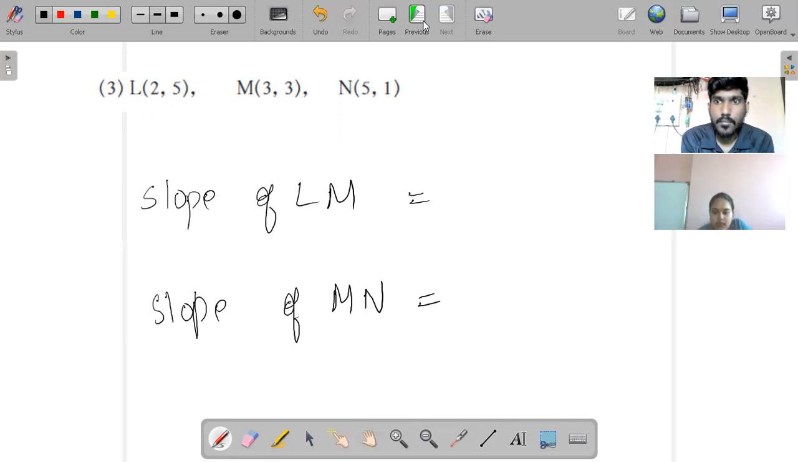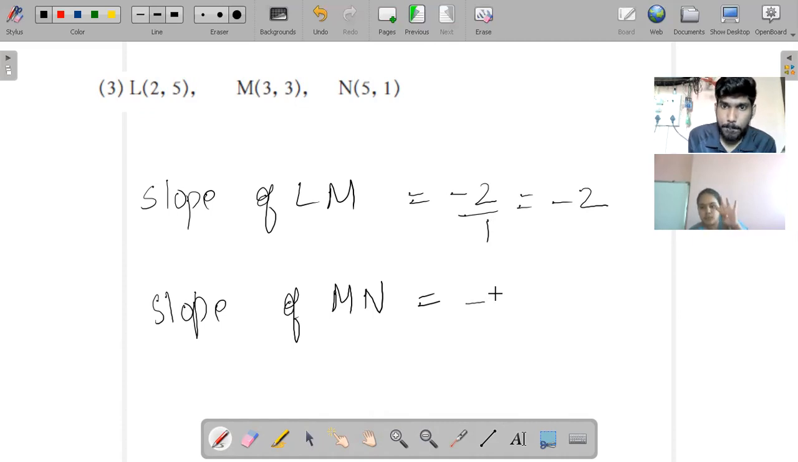What did you get? Can you repeat? Slope of LM is -2 upon 1, so this will be -2. What about MN? -4 upon 3. Minus? -4 upon 3.